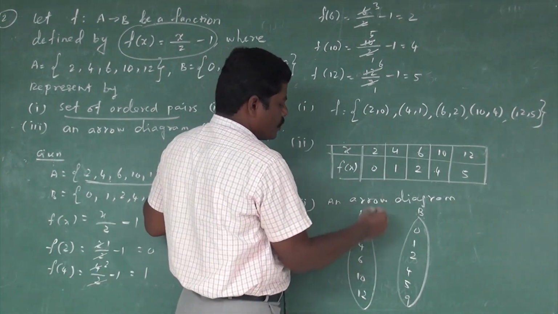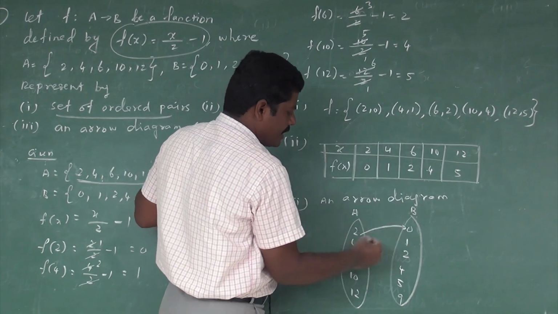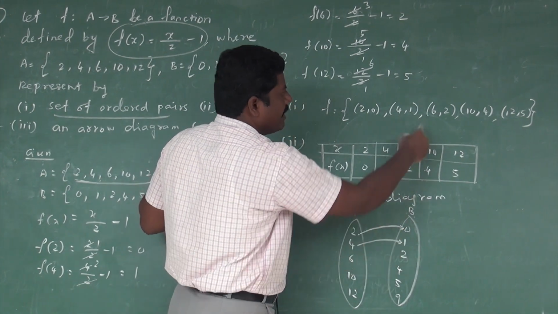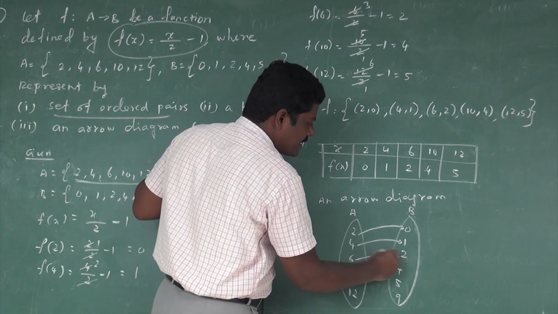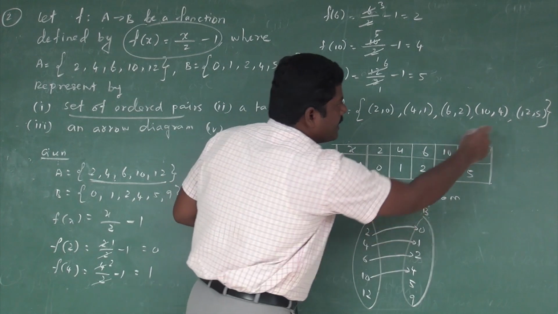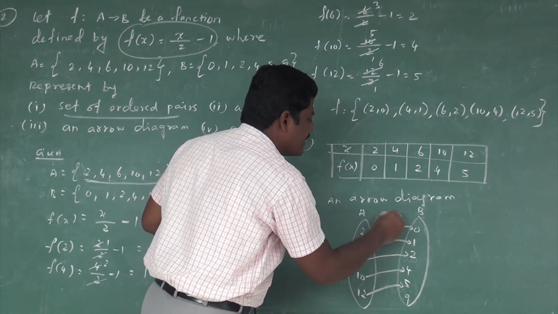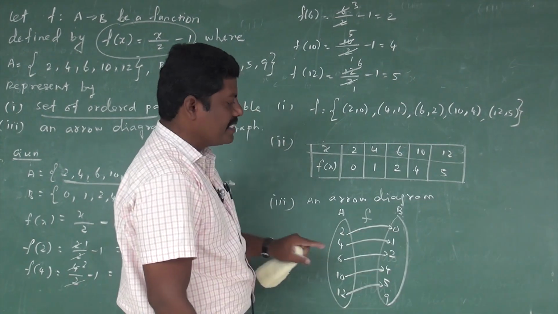Set of ordered pairs. Using this set of ordered pairs we can draw the arrow diagram. So 2 is mapped with 0 and 4 is mapped with 1. 6 is mapped with 2 and 10 is mapped with 4. Next 12 is mapped with 5. So this is an arrow diagram. You write the function name here, f. F is the function name.